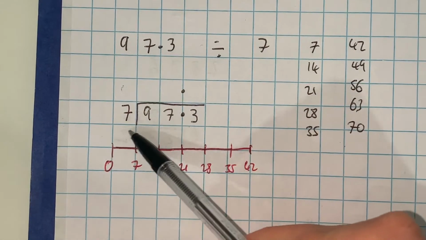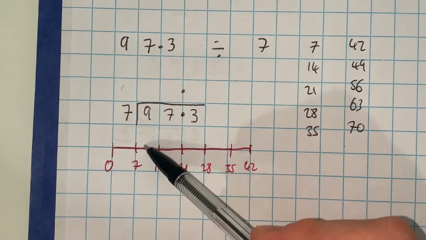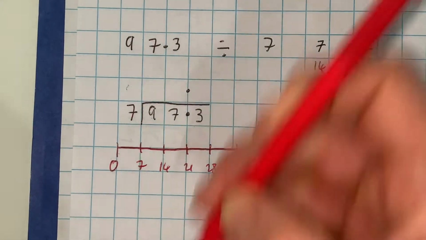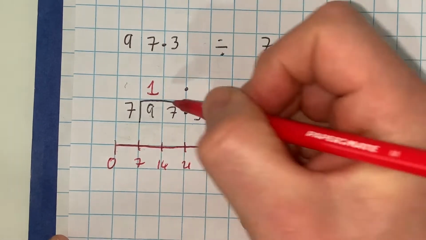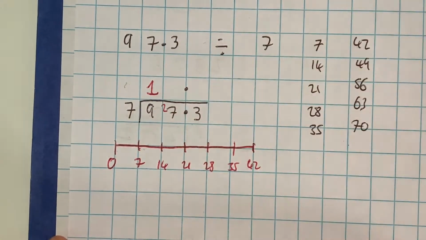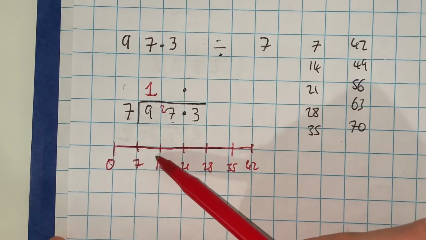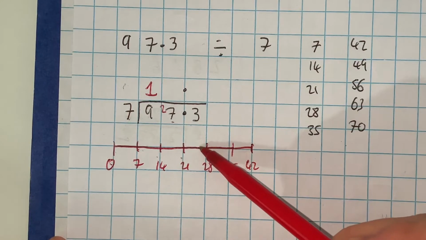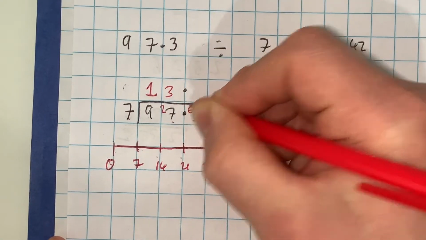So I'm first going to see how many 7s fit into 9. Well, as you know, 9 would be right here, so 7 would go into 9 once exactly, with 2 left over. Hopefully you're a little bit more familiar with this now. So 7 into 27, I'd go 1, 2, 3. I can't go 4 because 28 is a little bit too far, because 27 would be roughly here. So it'd be 3 with a remainder of 6.